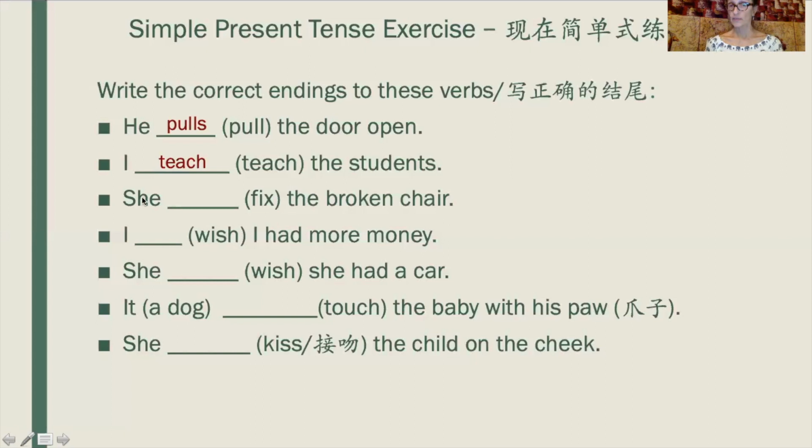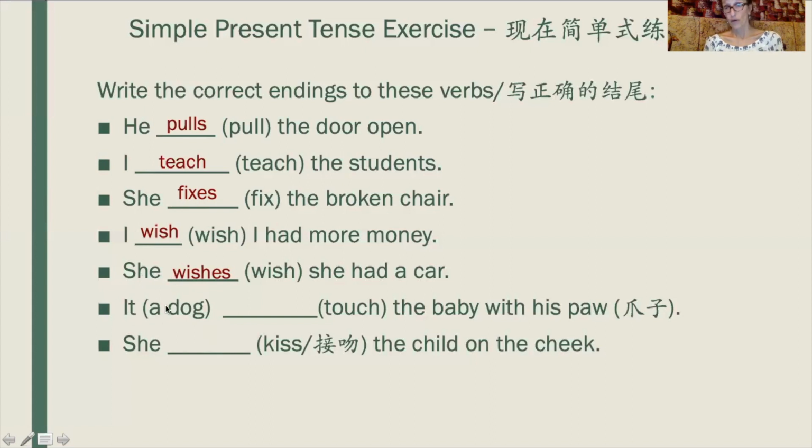Okay, so she. The verb has to end in S because it's she. Remember, he, she, it, and the verb has to end in S. So how do we get this to end in S? We have to add ES. She fixes the broken chair. Then it's I and wish. I wish I had more money. But here is she. How do we get this to have an S at the end? She wishes. And here we have an it.